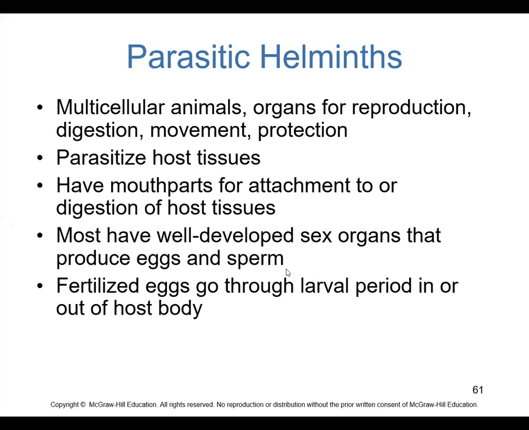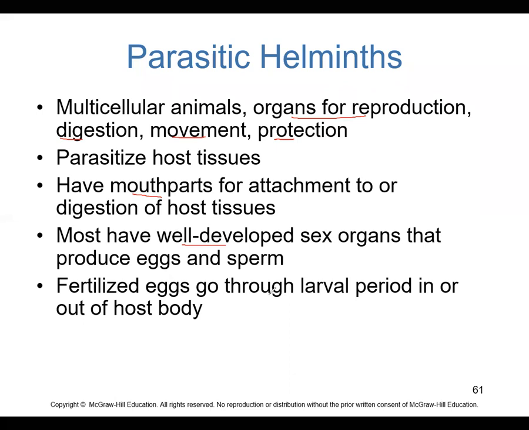We're almost done. We're on to the helminths now. These are multicellular animals. Okay, so again, they're animals. They have very extensive organs for reproduction. They do have some digestive organs, some movement organs, and they have some means of protection. The reproduction was a big one. We're just going to be talking about the parasites on these. So they live in the host tissues. They have mouth parts for attachment and to digest. Again, well-developed sex organs to produce the eggs and sperm, because that's pretty much what these things do.